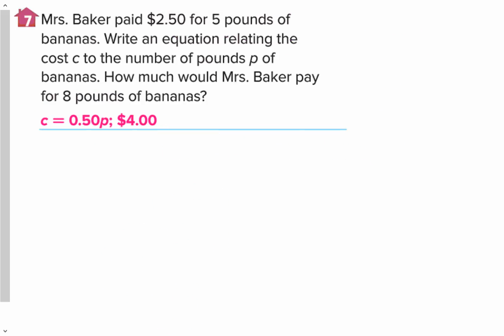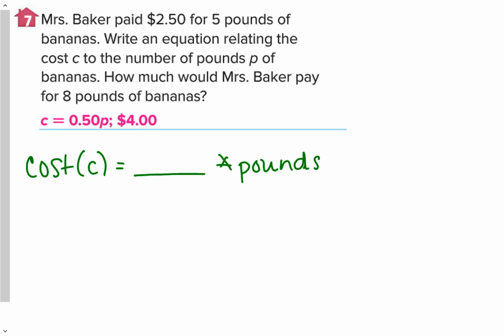All right, here's our next one. Number 7, Mrs. Baker paid $2.50 for 5 pounds of bananas. Write an equation relating the cost to the number of pounds of bananas. How much would Mrs. Baker pay for 8 pounds of bananas? So we want to write our equation. So we know that our cost, which is C, equals some number times the number of pounds, and the variable they chose for that was P.